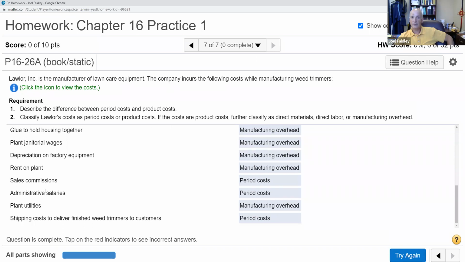Sales commission and administrative salary, that's not a part of overhead. Those are going to go straight to your income statement. It's really a period cost, a period expense. All this other up here, manufacturing overhead, direct material and direct labor, are inventoriable on the balance sheet. Plant utilities and then shipping costs for delivery are a period cost. Shipping costs on the product coming in that you're going to use, that is part of inventory. Remember, freight in.